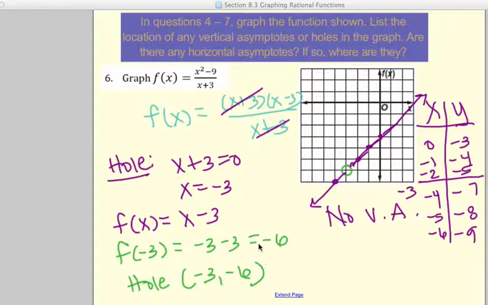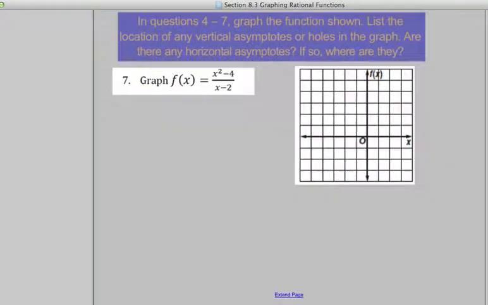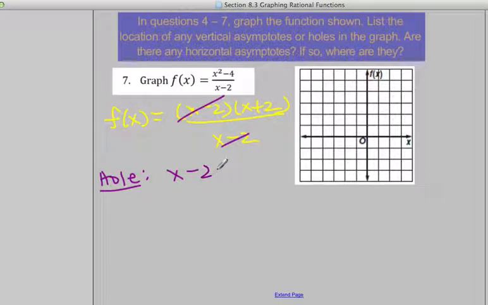All right, so there is example 6. Let's go ahead and move on to our last example, example 7. So same thing here. We need to figure out if there's a hole or vertical asymptotes. So I need to factor my numerator. It's a difference of perfect squares, so it's x minus 2, x plus 2, all over x minus 2. And if you see, your x minus 2's will cancel, so that means that there's a hole when I take those and set them equal to 0. So there's a hole at x equals 2.